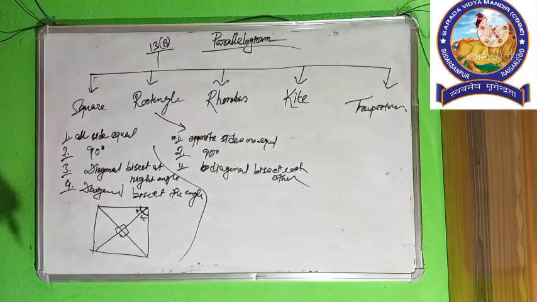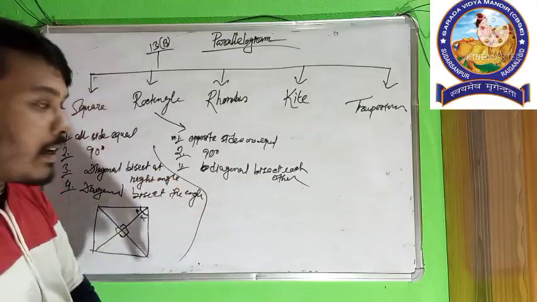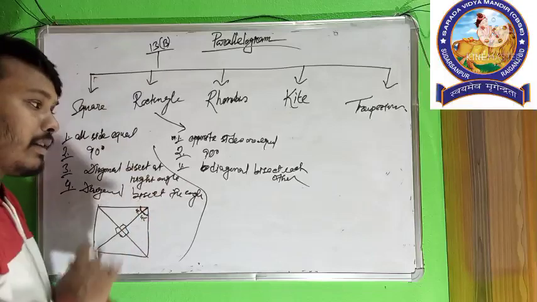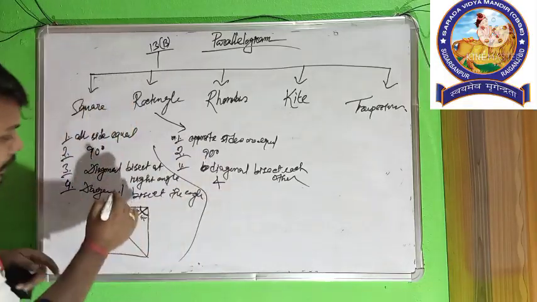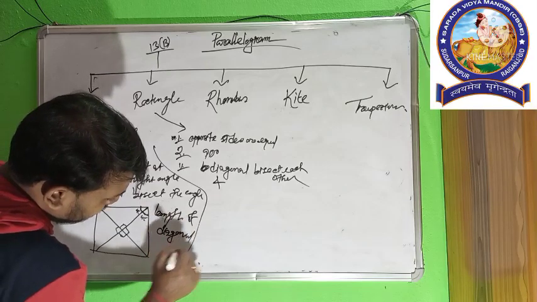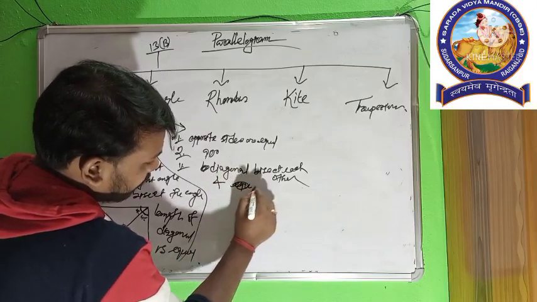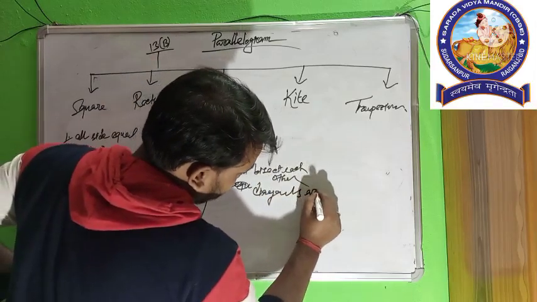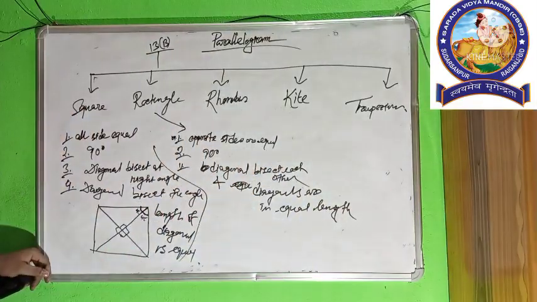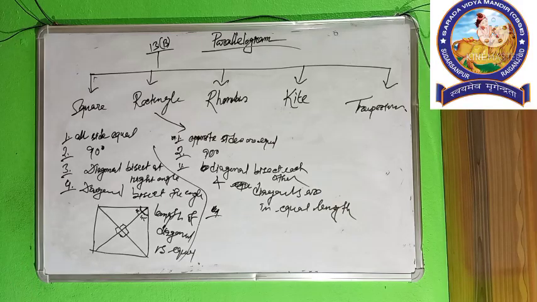The diagonals bisect each other, but not at 90 degrees. In a square, the diagonals bisect at 90 degrees, but in a rhombus, keep in mind, the diagonals do not bisect at 90 degrees, but they do bisect each other. And the length of the diagonals is also equal here. The diagonals are of equal length. So the properties are: opposite sides equal, 90 degrees, diagonals bisect each other, and diagonals equal.